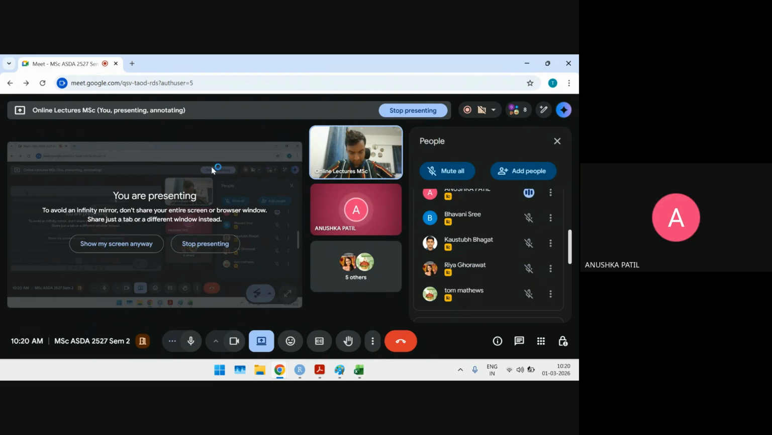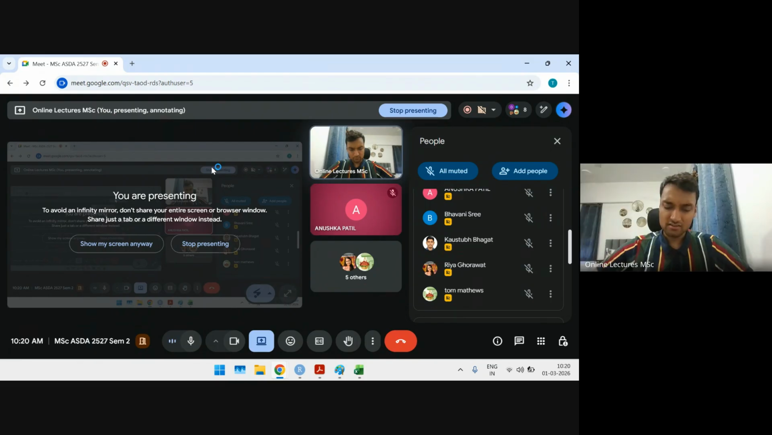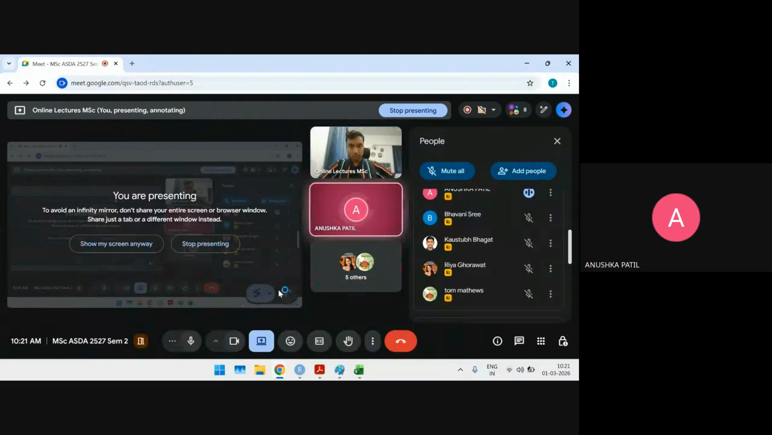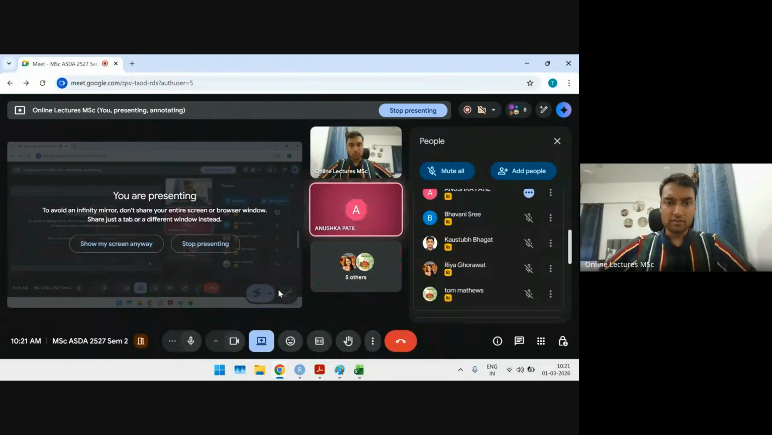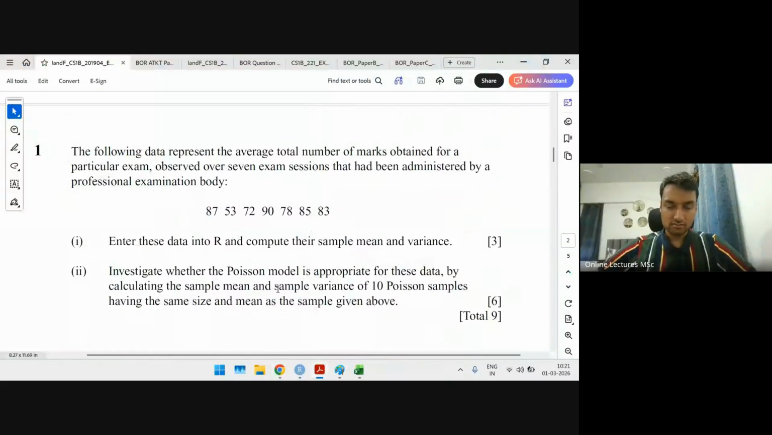Got it, sir. But it's very big. Big in the sense? Program. No program now. The confidence interval lies between 73. But the confidence interval is not at all asked in the question.